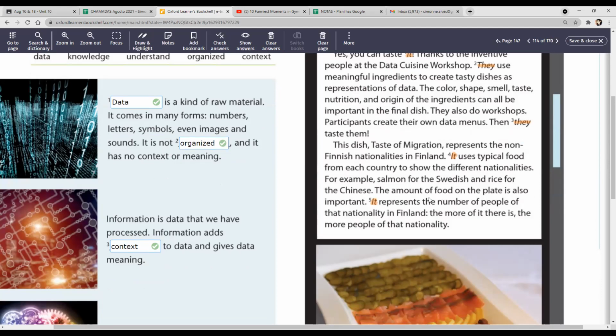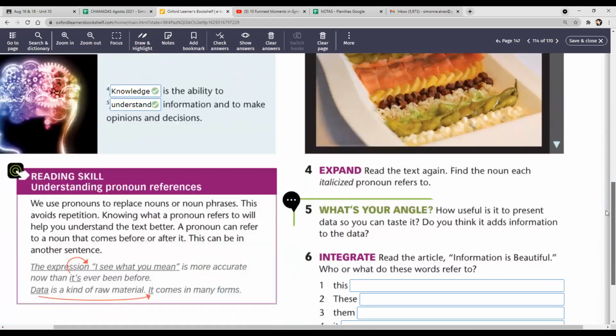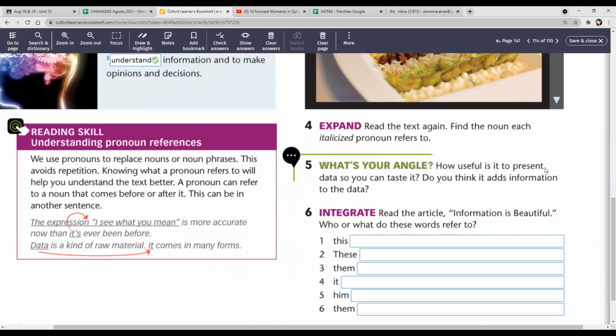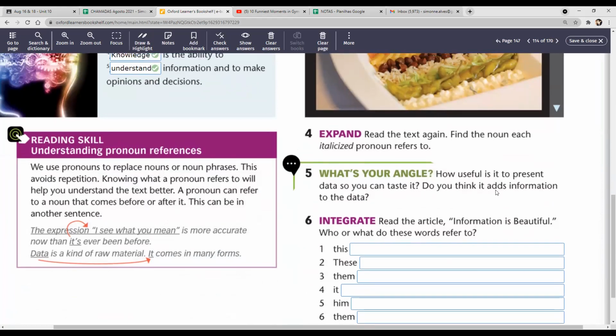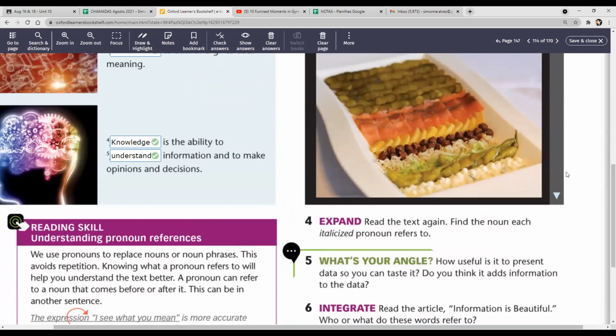Okay, guys, did you get it? Yes, everybody? Okay, good, awesome. Now, how useful is it to present data so you can taste it? For example, do you think it adds information to the data? For example, if you see something like this. Do you think it's useful?